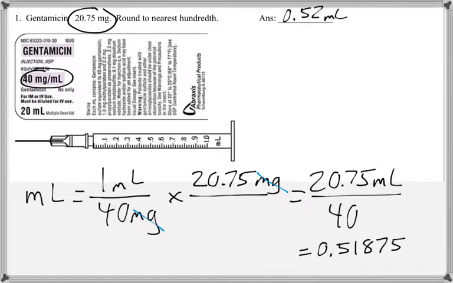Lastly, I need to mark this on the syringe. So this is going to be the first mark past the 0.5. And then shade it, and that will be my final answer.